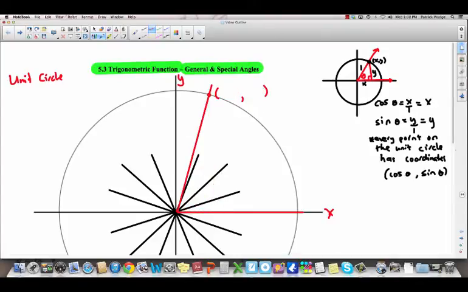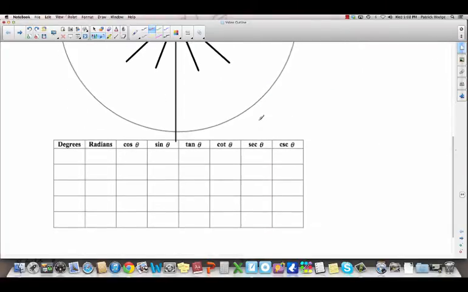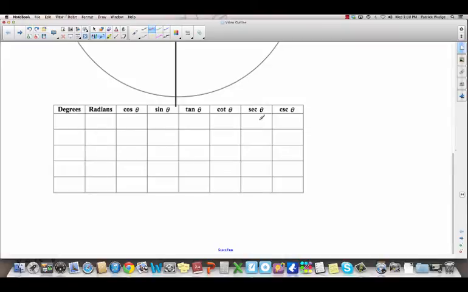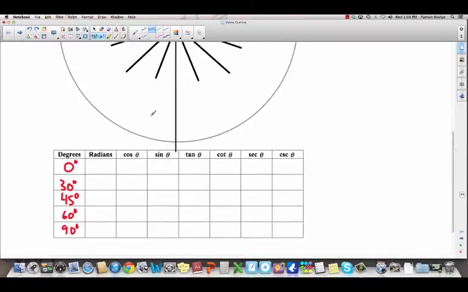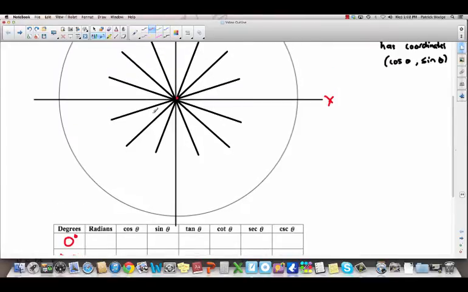Why are we bothering with this? Because it can help us to figure out some of the angles that you need to memorize in today's lesson. So the angles specifically you need to memorize are 0 degrees, 30 degrees, 45 degrees, 60 degrees, and 90 degrees. You need to know the cosine, sine, tan, cotan, secant, cosecant of all of those. Plus, you don't want to just know them from 0 to 90, you actually need to know them from 0 to 360. That's a lot of memorizing, but it's actually not too bad.